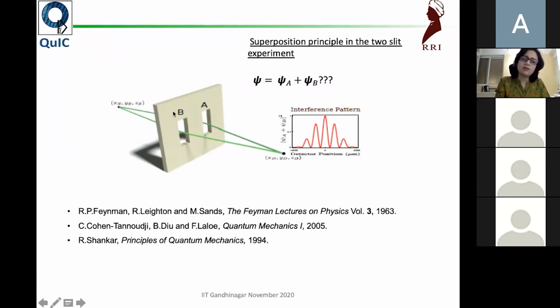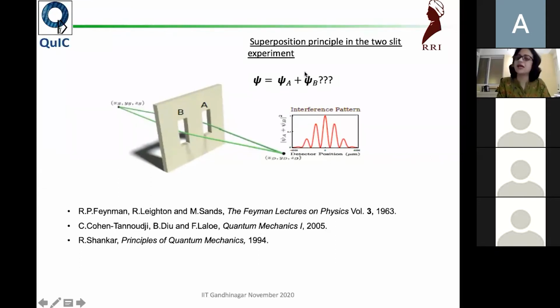I block one of the slits, let's say B, and I open A. I call the solution to the wave equation, let's say the Schrodinger equation for argument's sake, psi A. Then I close A and open B, and I call the solution psi B. The question that I ask is: if I open up both these slits, then what is the solution?